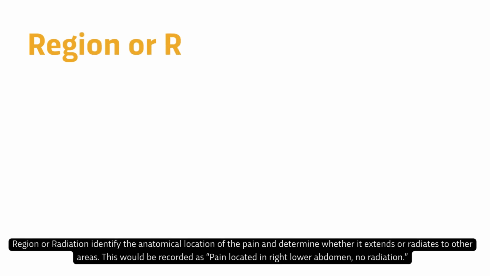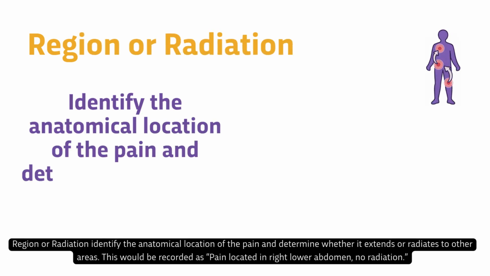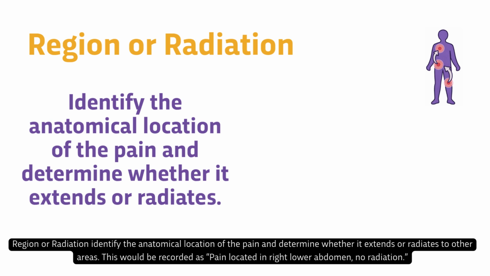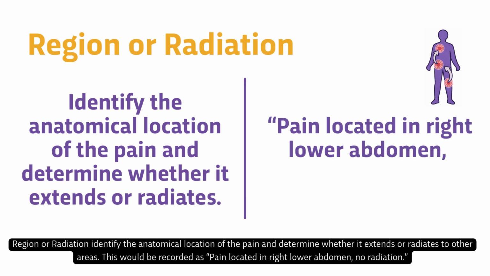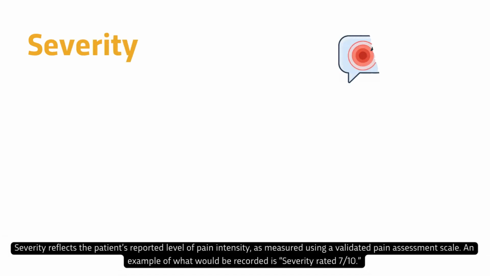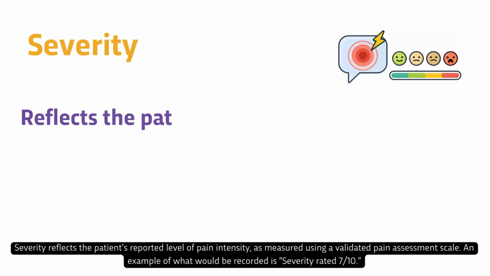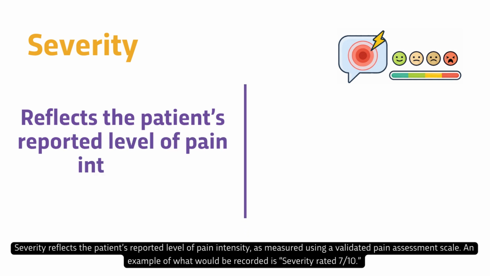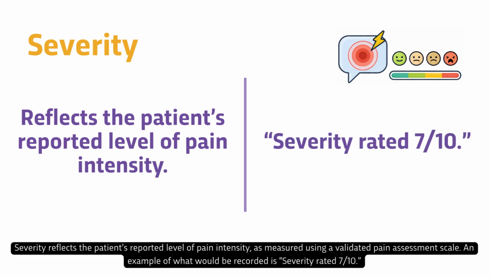Region or radiation identify the anatomical location of the pain and determine whether it extends or radiates to other areas. This would be recorded as, pain located in right lower abdomen, no radiation. Severity reflects the patient's reported level of pain intensity, as measured using a validated pain assessment scale. An example of what would be recorded is severity rated 7 out of 10.